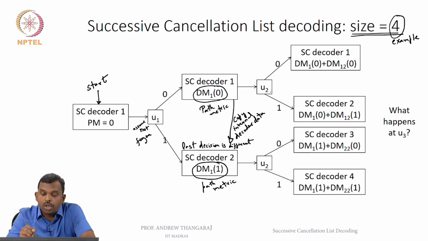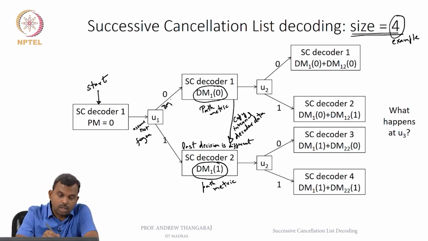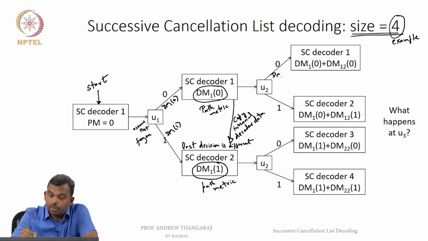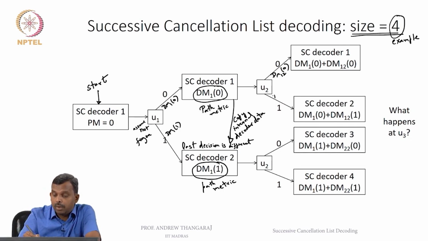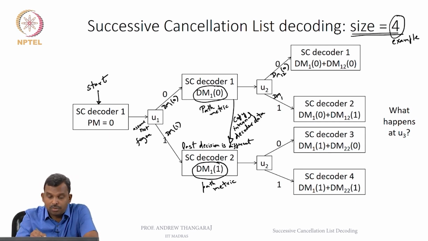The next you go on to u2, again I am assuming this u2 is not frozen. Then what do you do? You again divert it into 2. So, you make both decisions 0 and 1, and one more decision metric will be added. So, like I said, this is decision metric 1 of 0, this is decision metric 1 of 1. Likewise, this I will call decision metric on the first decoder for the second bit when you make a decision 0. Likewise, here, the first decoder still, for the second bit when you make a decision 1.